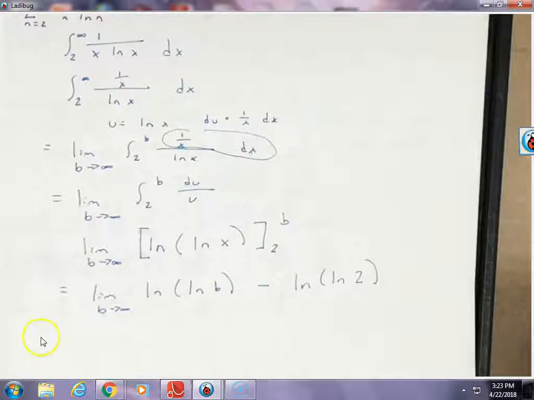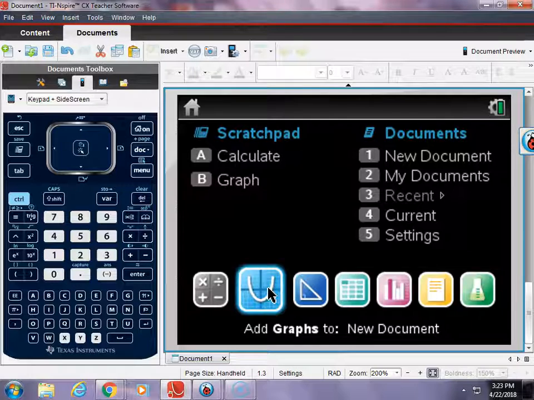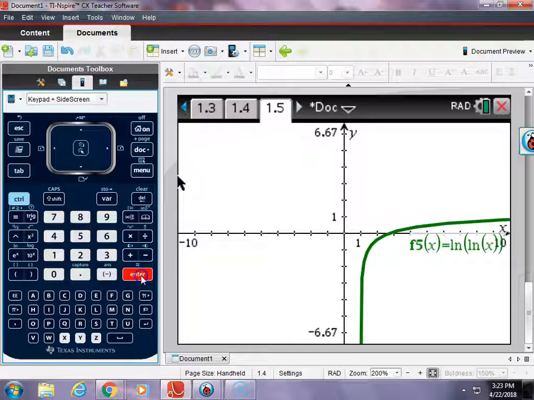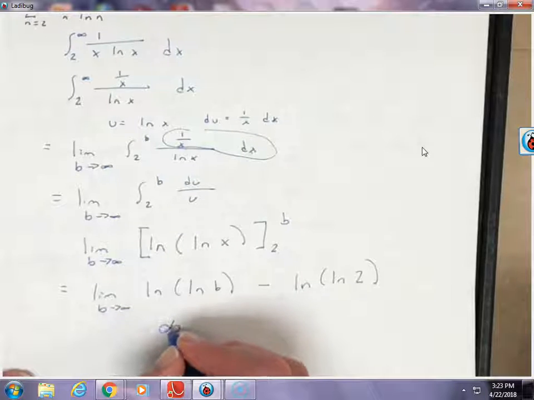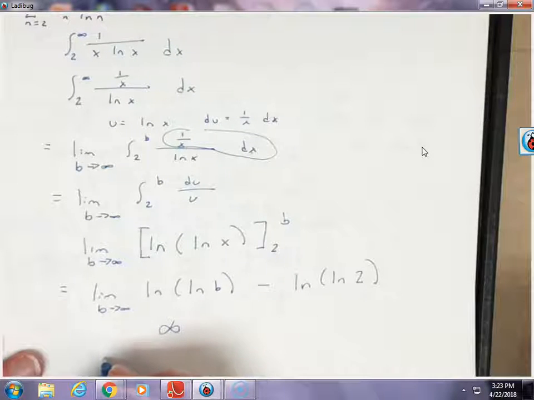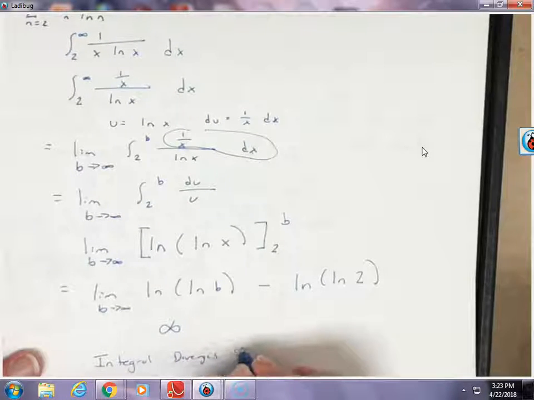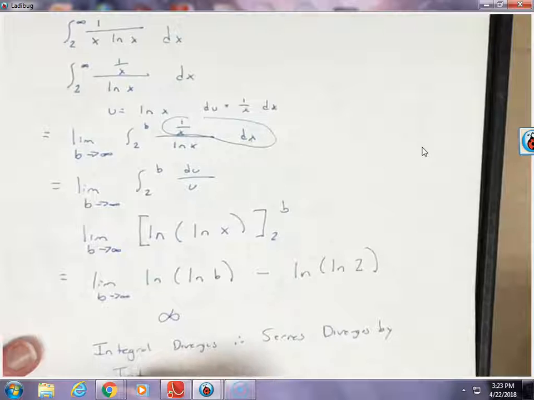This guy, you think of ln of x, it certainly goes to infinity as x goes to infinity. You always have your calculator when you're on paper 3. You could just graph natural log of the natural log of x and look at it as it goes towards infinity. It's kind of flattened out from our typical ln x graph, but slowly but surely it is going to infinity. And so if this goes to infinity, we would just say that the integral diverges, therefore the series diverges by the integral test.